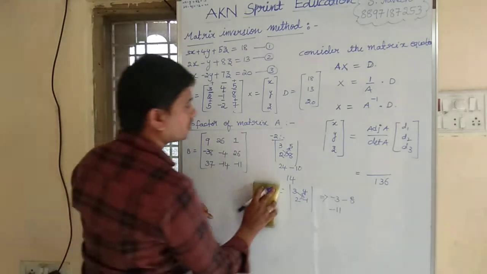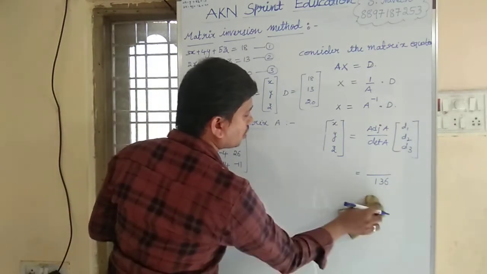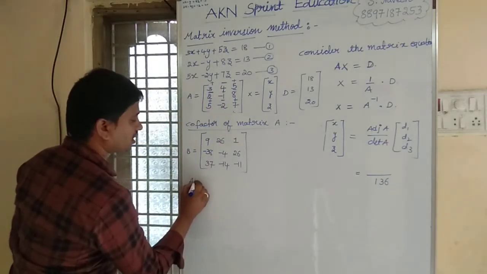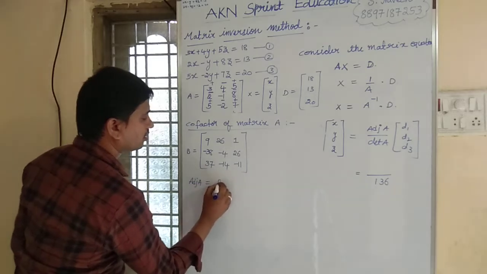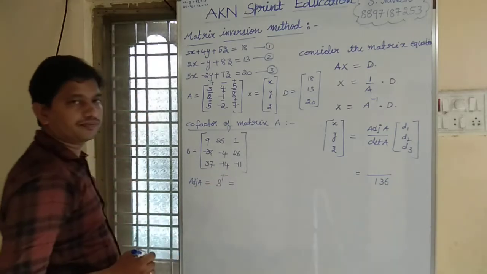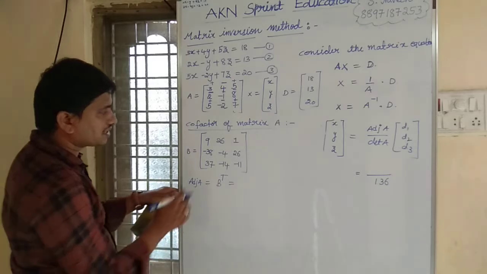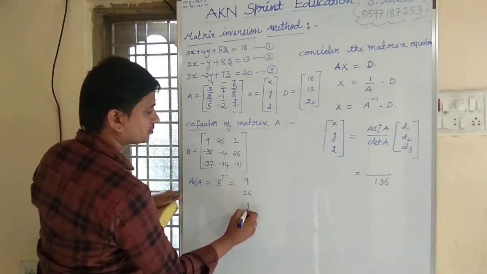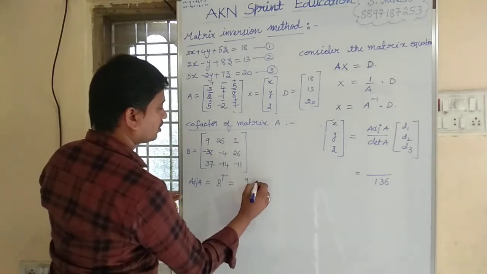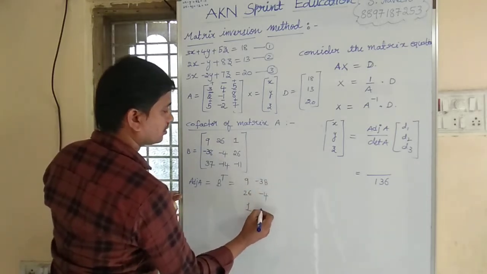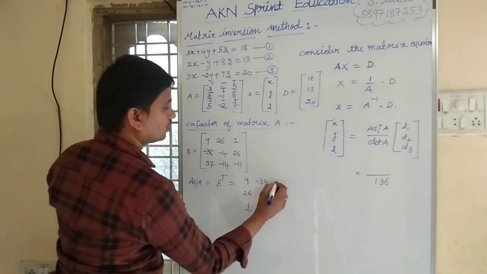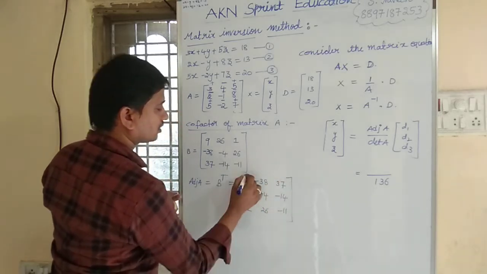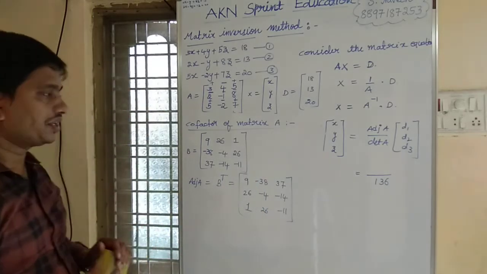So this is our cofactor of matrix A, that is called B. Once you find B transpose, that is called adjoint A. Adjoint A in the sense what, children? We have to transpose. So transpose in the sense, the first row becomes the first column, the second row becomes the second column, and the third row becomes the third column, children. This is our adjoint A.